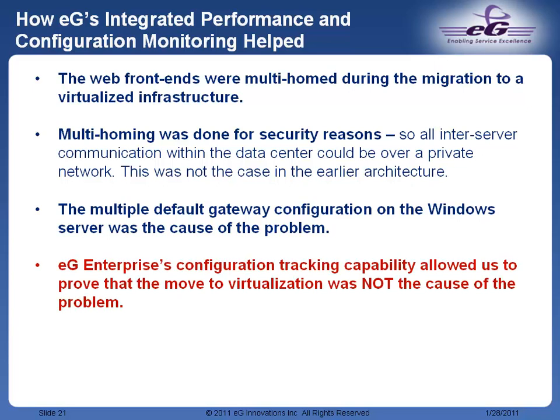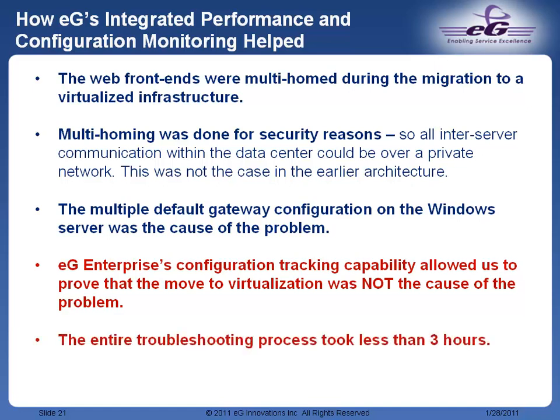EG Enterprise's configuration tracking capability allowed us to prove that the move to virtualization was not the cause of the problem, and the entire troubleshooting process took less than 3 hours. EG's performance monitoring console was able to narrow down the problem to a network issue within the web servers, but without having configuration tracking information so readily accessible, we would not have been able to diagnose and fix the problem so quickly.